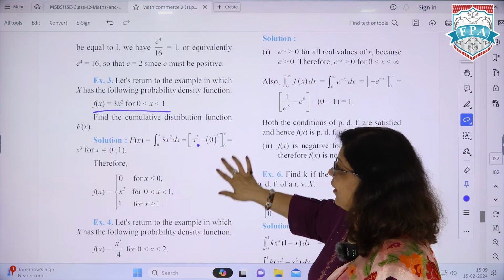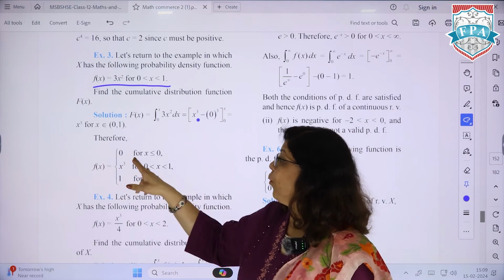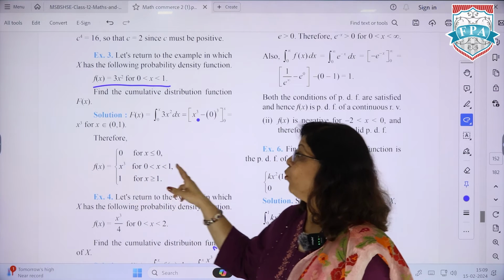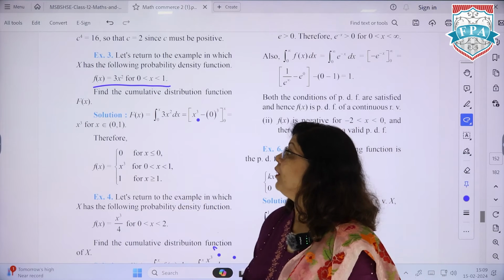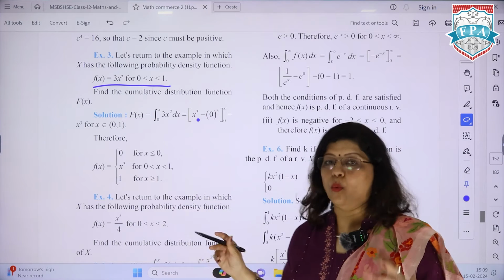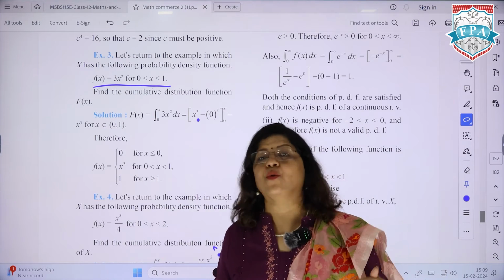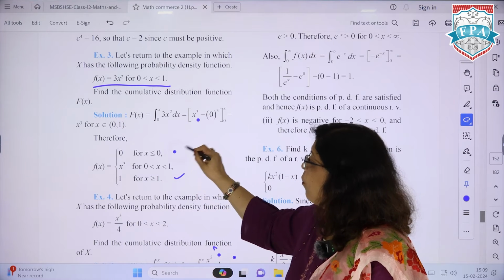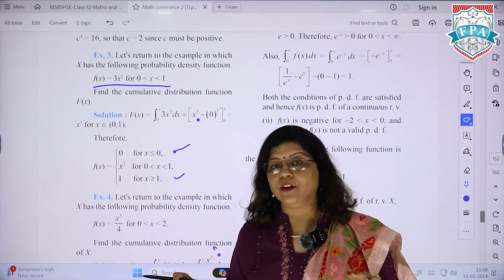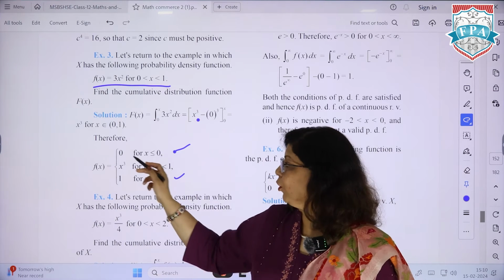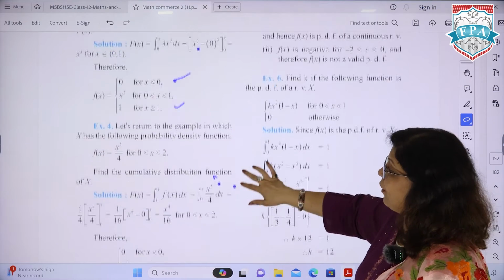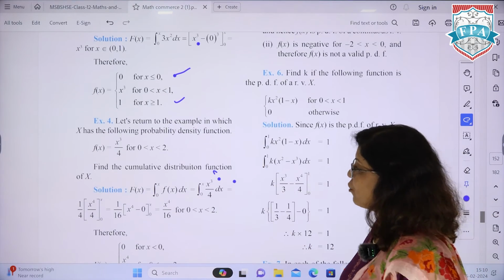So we'll give the final answer: F(x) is 0 for x less than or equal to 0, x cube for 0 to 1, and at 1 the value will become equal to 1, which is the total value. These first and last are more or less fixed kind of answers depending upon your variable value. So here also one more example, if you have to get the probability density function.